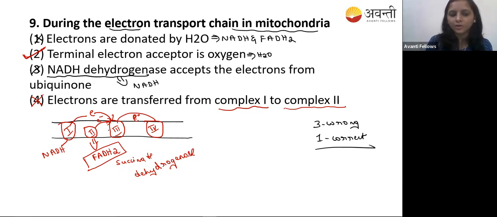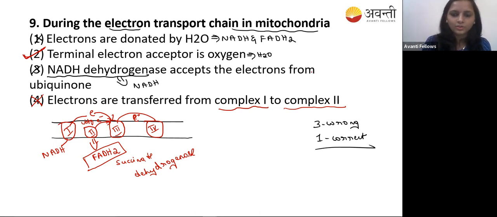The first electron will be transported to ubiquinone, and from ubiquinone it will be transported to complex number 3. Here also, FADH2 will first send the electron to ubiquinone, and then it will send it to complex number 3.